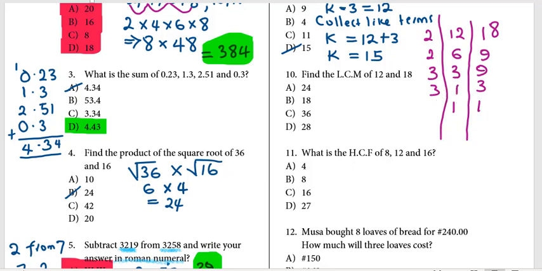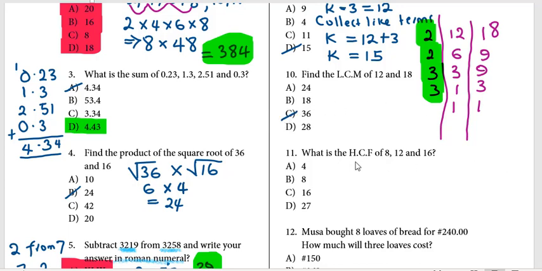So let's multiply through. LCM is equal to 2 multiplied by 2, and that's 4, multiplied by 3. 4 times 3 is 12, and 12 multiplied by 3 is 36. So question number 10 is C. Question number 10 is C, and that's the LCM.